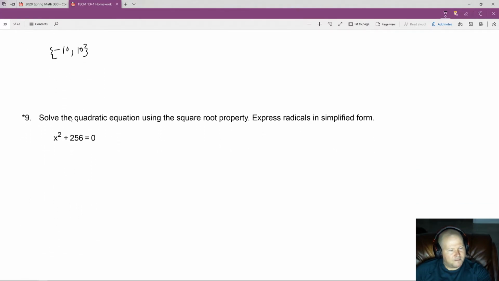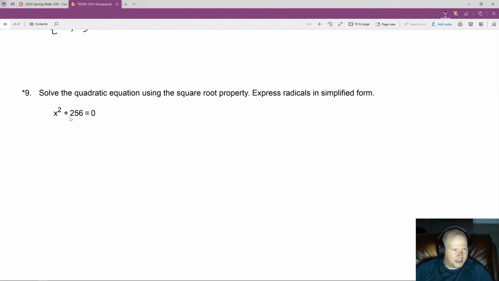Okay, the next one. Again, we want to simplify. So we want to get the x squared by itself, minus 256, minus 256. Whatever you do to one side, you do to the other. We undo the addition of 256 to x squared. It gives me x squared is equal to negative 256.